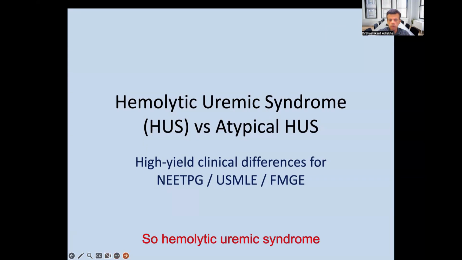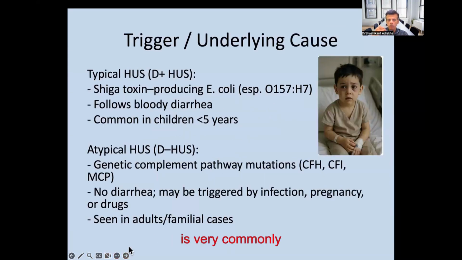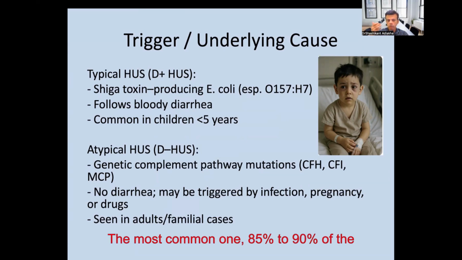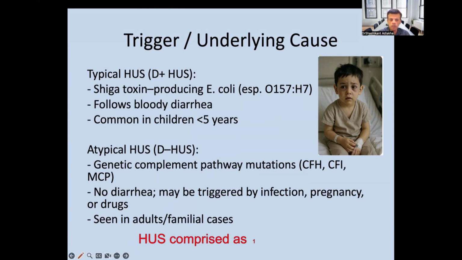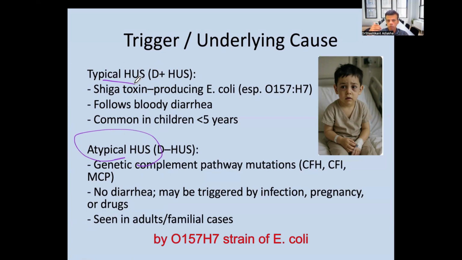So hemolytic uremic syndrome is very commonly known as the typical HUS. It is the most common one, 85% to 90% of the cases are typical HUS, and atypical HUS comprises 10 to 15% of the cases. So, typical versus atypical HUS. Typical HUS is due to the Shiga-like toxins elaborated by the O157:H7 strain of E. coli, follows commonly bloody diarrhea, is common in children generally less than 5 years of age, and it is important to know that it can also be caused by Shigella dysenteriae itself.